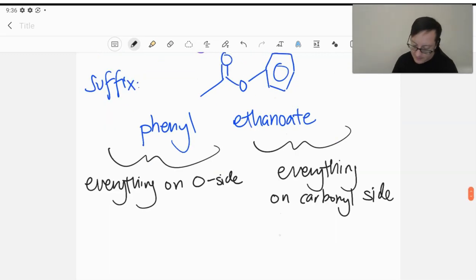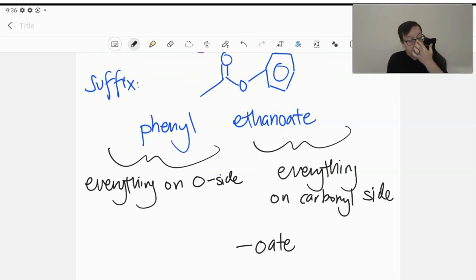And we name this at the end -oate. So as if it were a carboxylic acid, like that would be ethanoic acid, we call this ethanoate instead. So this would be phenyl ethanoate, would be the name of this ester.